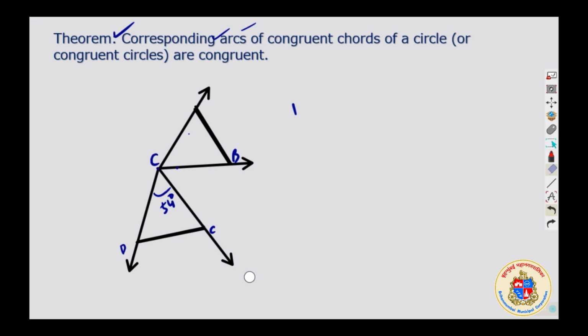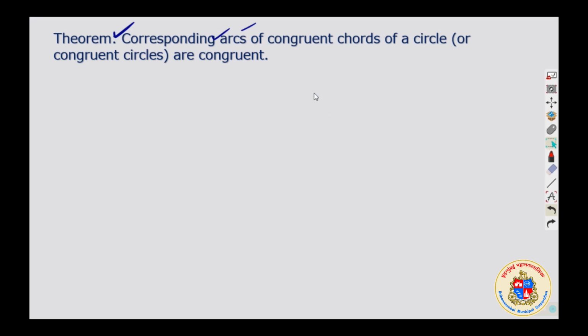I will remove this. I will remove this and I will explain the theorem to you. The theorem says that corresponding arcs of congruent chords of a circle are congruent. So arcs are congruent if chords are congruent. This is the situation of the theorem.